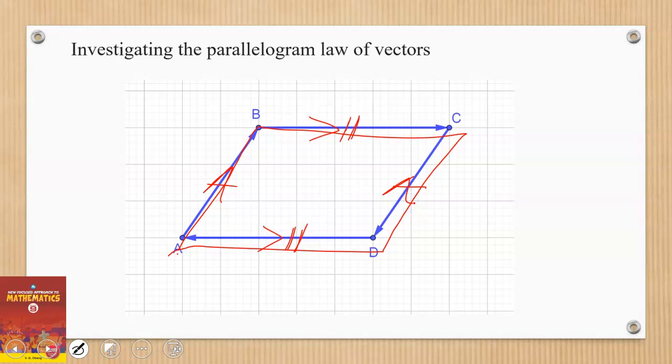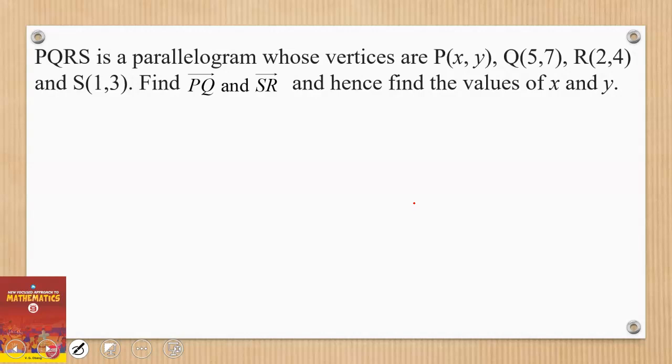Now, based on this concept of parallelism and two opposite sides being equal, we can use it to solve a series of questions as far as vectors are concerned. So let's take an example and see. Let's say I give you this question. PQRS is a parallelogram whose vertices are this, this, this, and that. We want to find PQ, we want to find SR. Hence we want to find the value of X and Y.